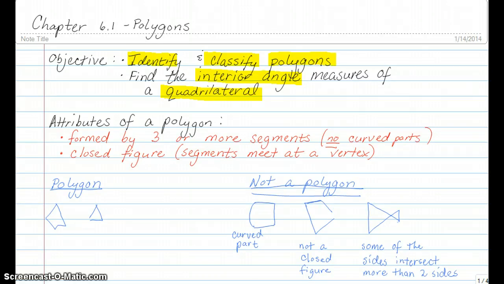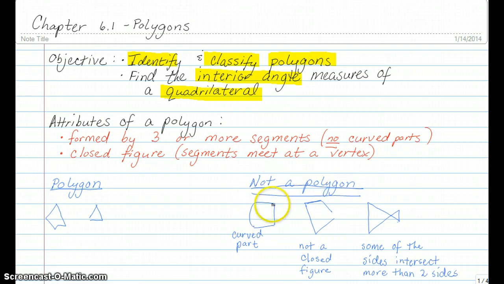Here are some examples of polygons. In this example, you have a 1, 2, 3, 4, 5-sided figure. This is a pentagon. It is a closed figure. There are no curved sides, so it is a polygon. This is a triangle. It has closed sides, no curved lines, or no curved sides, so therefore that is also a polygon. These are not polygons.